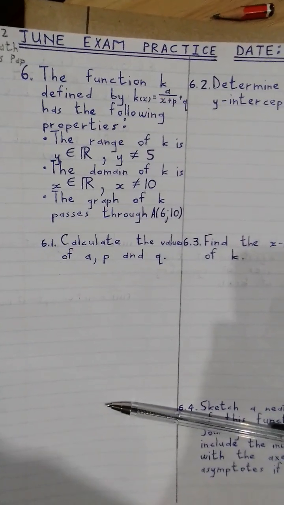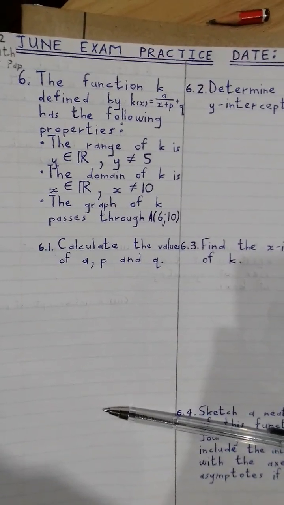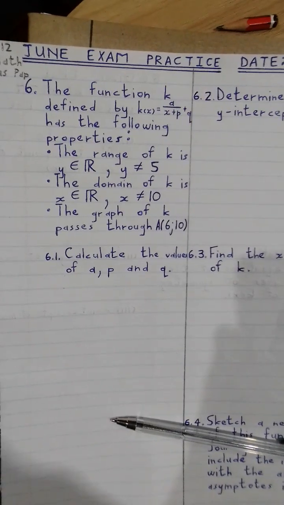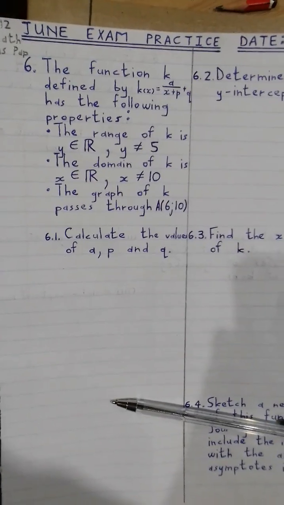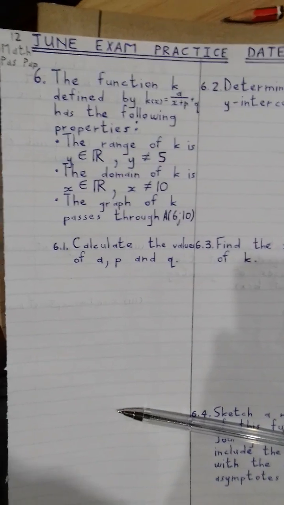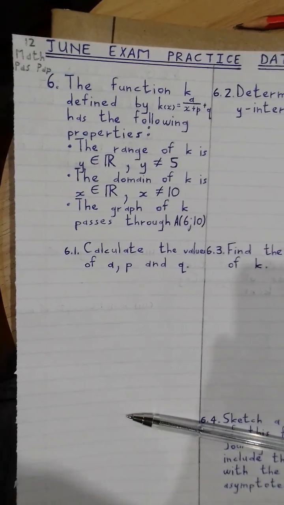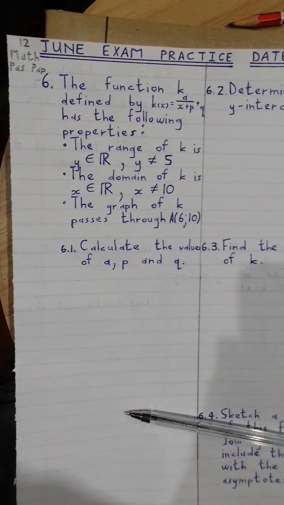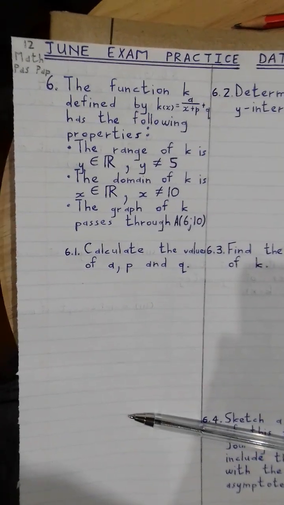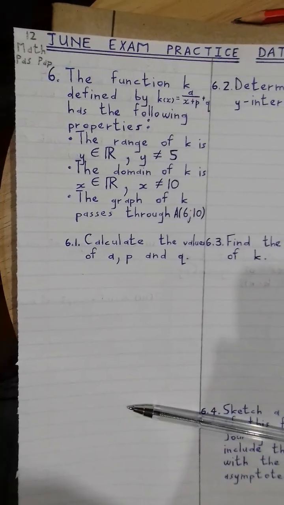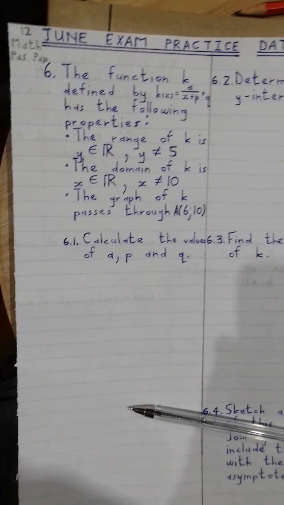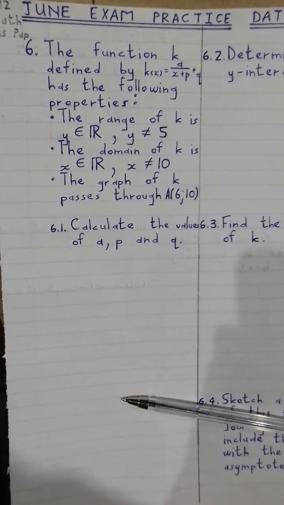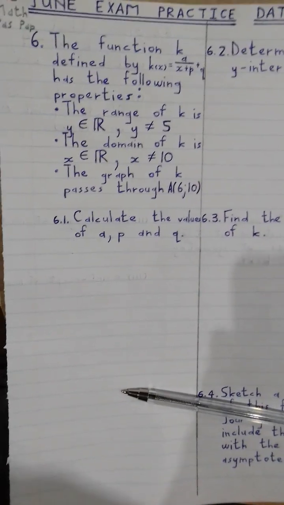Number 6 is the function k defined by k of x is equal to a over x plus p, then plus q, and has the following properties. The range of k is y is an element of real numbers, y is not equal to 5. The domain of k is x is an element of real numbers, x is not equal to 10. The graph of k passes through the point x is 6 and y is 10. 6.1 states, calculate the values of a, p, and q.